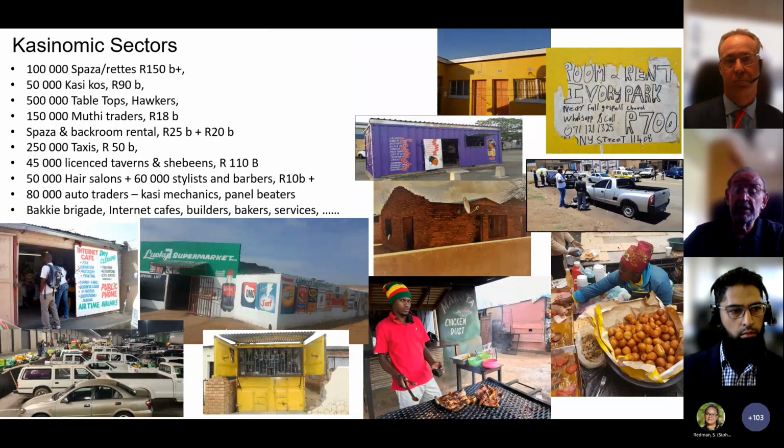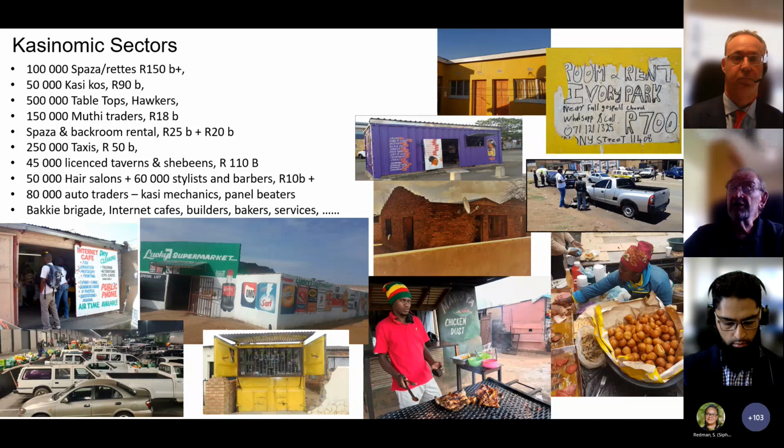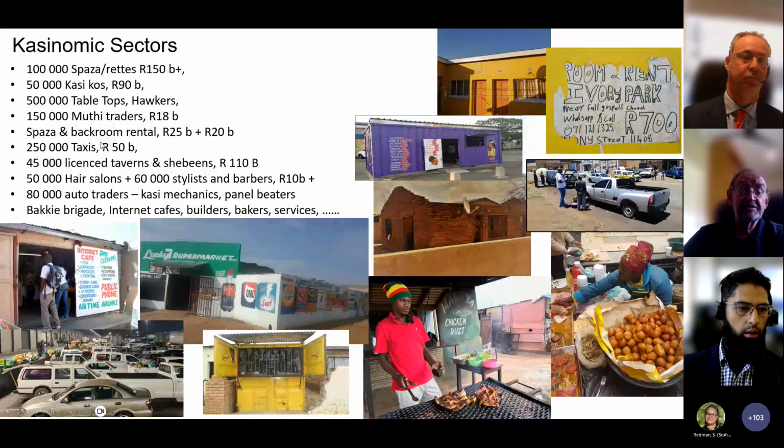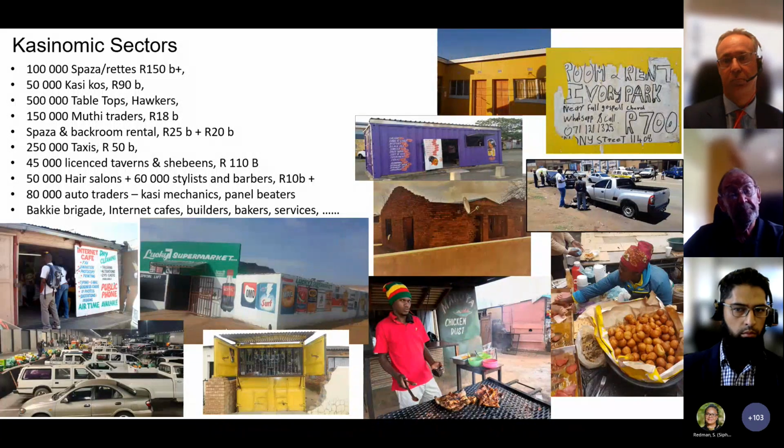Casinomics and Gigi, and ourselves have put together estimates of what the Casinomic economy really looks like. Our estimates are about 100,000 spazas across the townships, generating in excess of 150 billion rand. About 50,000 of what we call Kasi Kos, which is Kasi Foods outlets, generating about 90 billion. About 500,000 tabletop operators and hawkers, about 150,000 Muti traders, about 18 billion. Spaza rentals we estimate generate around 25 billion, and backyard rentals about 20 billion into the township economy.